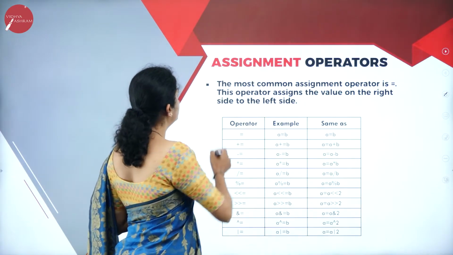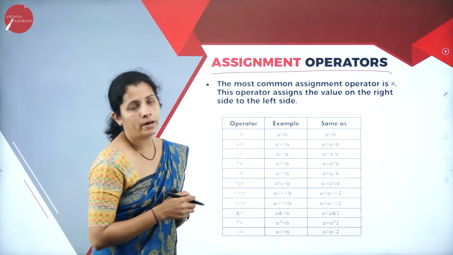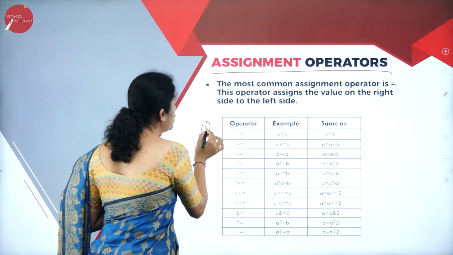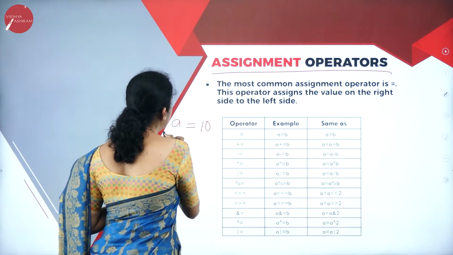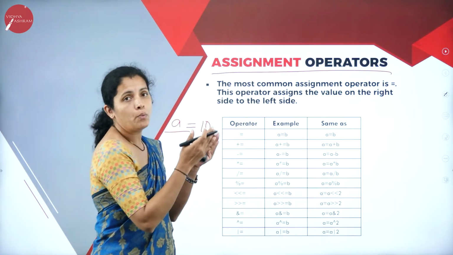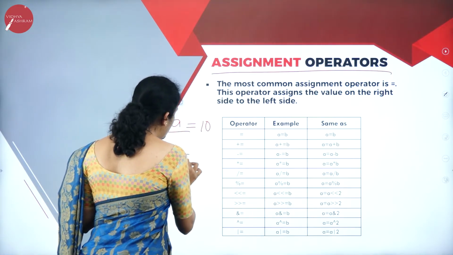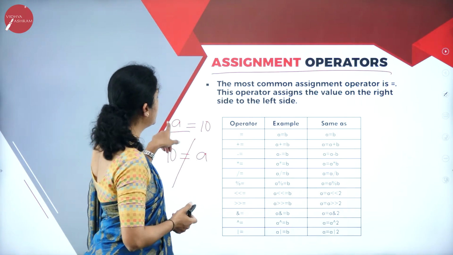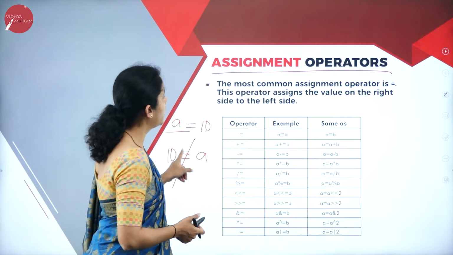Then I'm going to have the assignment operators. So what is an assignment operator? Consider the example that you have 10 and you want to assign this 10 to some container. So what is the container here? That is nothing but A. So I'm going to assign the value 10 to A. And I cannot write 10 equal to A. This is the wrong expression. So I can write A equal to 10, but I cannot write 10 equal to A.